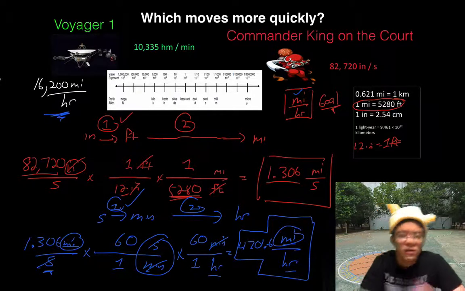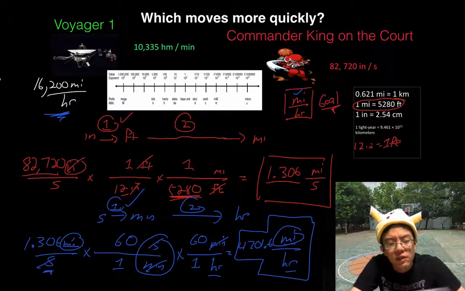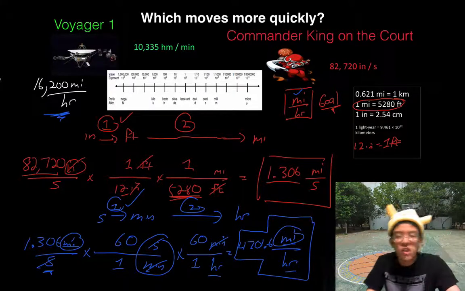In fact, how much slower? Well, I take 16,200 divided by 4,701.6. That gives me about 3.45, so I'm about 3.5 times slower than Voyager 1. But, you know, Voyager 1's really zooming out there, so that's nothing to be ashamed of.